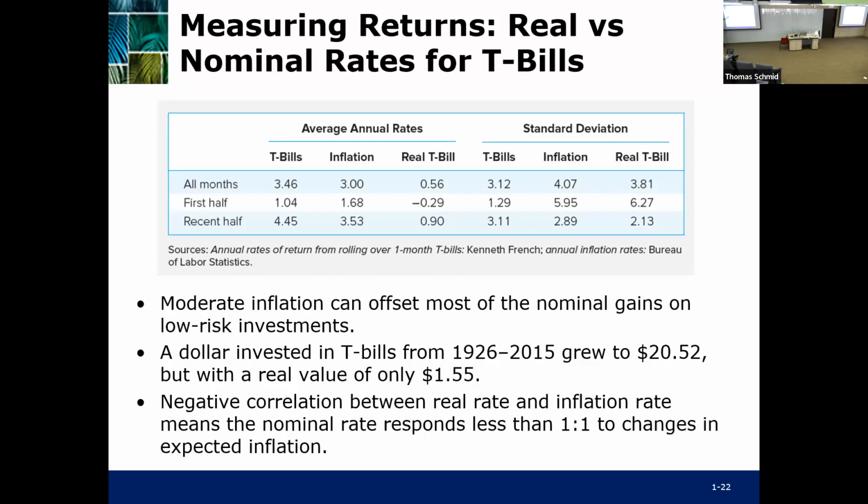And actually, if you look at treasury bills, so this time period from 26 to 50, if you look at treasury bill rates, it was 3.46% on average, inflation 3%. So treasury bills approximately compensated over the last 90 years the whole of inflation. But that's it, not more. The real rate was very close to zero. And in the first half of their sample, actually the real rate was negative. In the second half, the real rate was positive, but also not super high.